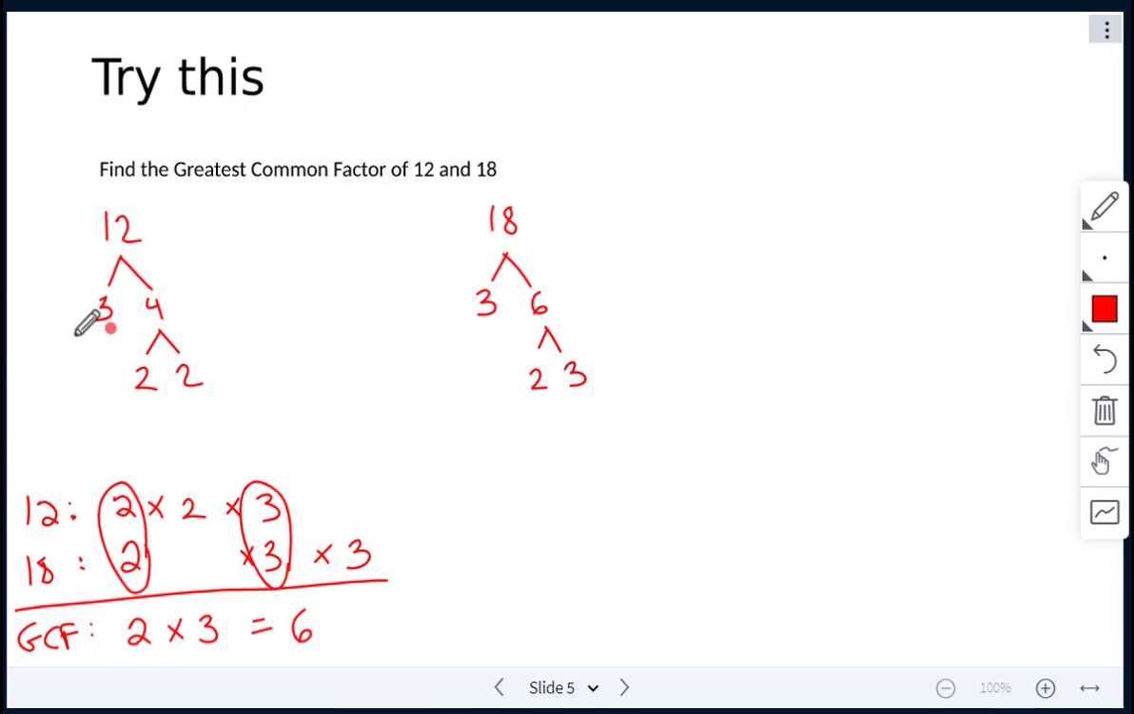All right, and the other way you could have done it is finding the common ones between the 2 like this. So GCF is 2 times 3, which is 6. All right, which is the exact answer that we had found when we had listed out all the factors of 12 and 18.